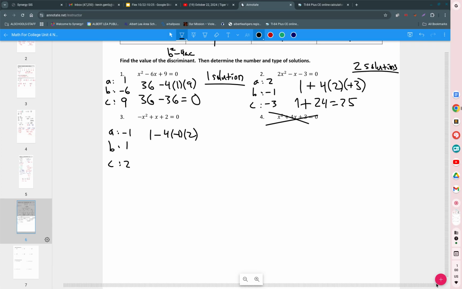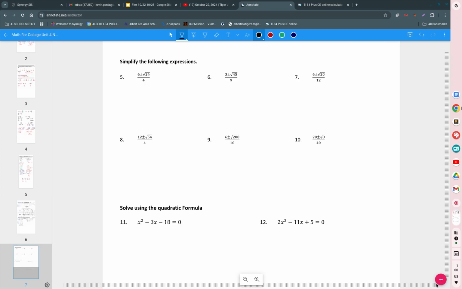I should get 1 minus 4 times -1 times 2. Notice there are 2 negatives. They cancel out. I get 1 plus 8. We should have 9. Since it's positive, that means that there are 2 solutions. We good? Okay. Now I can do number 4. Flip it over.